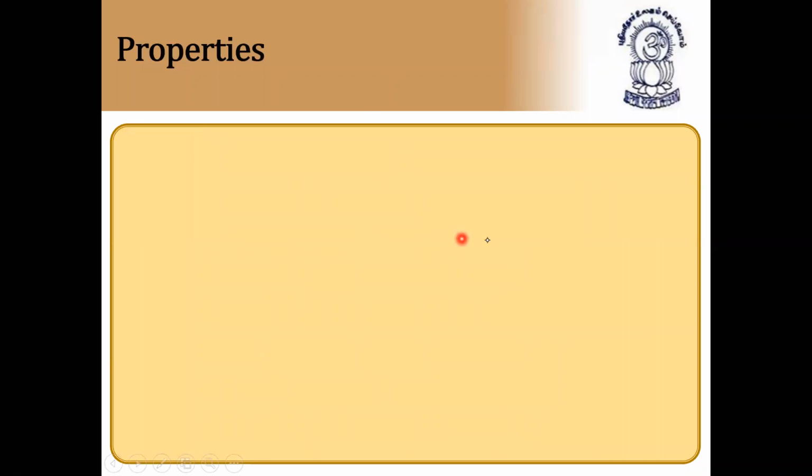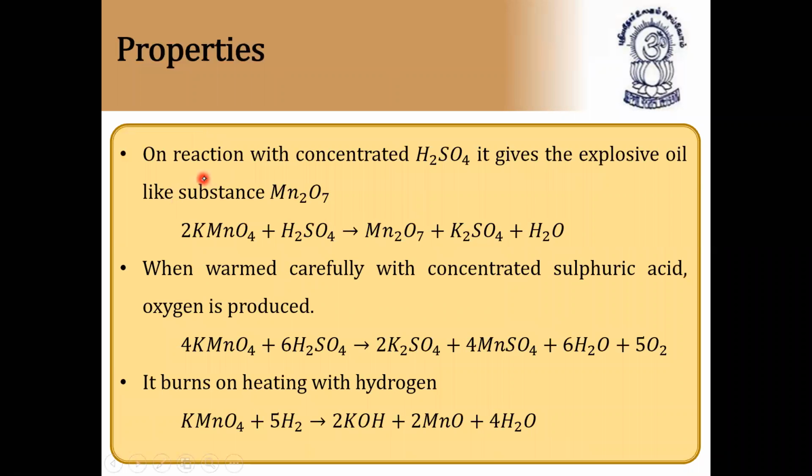Next, continuation. Properties of potassium permanganate: on reaction with concentrated sulfuric acid, it gives the explosive oil-like substance called Mn2O7. So potassium permanganate in acidic medium forms Mn2O7 plus K2SO4 plus H2O. When warmed carefully with concentrated sulfuric acid, oxygen is produced. Very, very important reaction. In the first case, it produces Mn2O7 and water. In the second case, it produces manganese sulfate and oxygen gas.